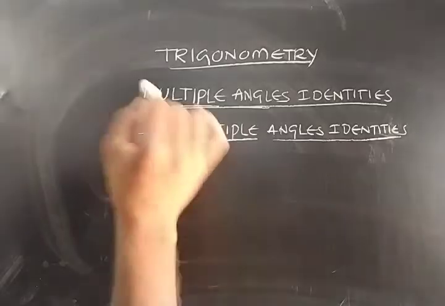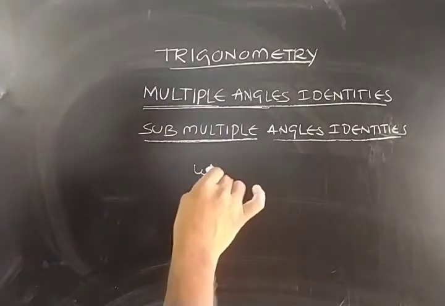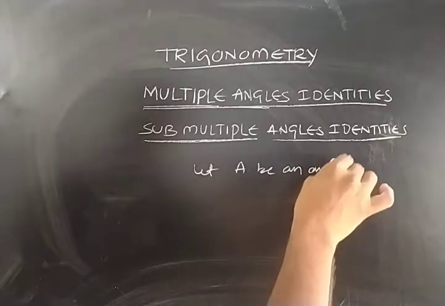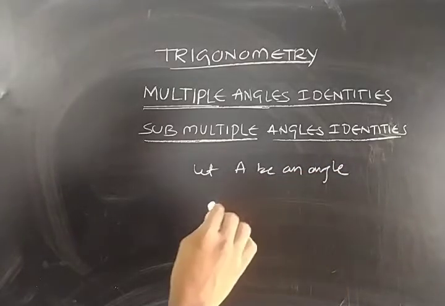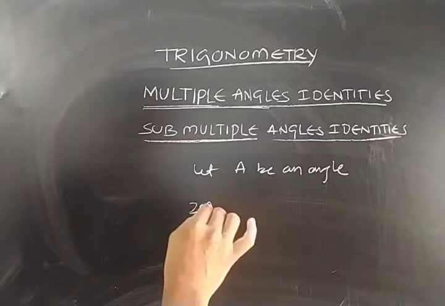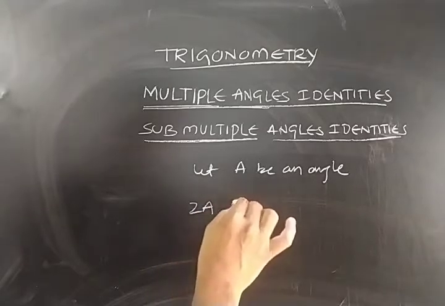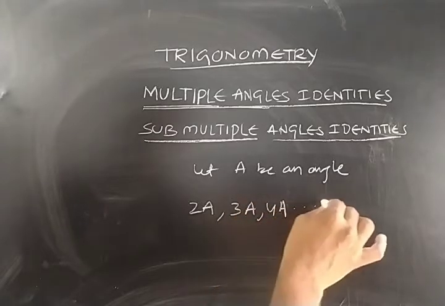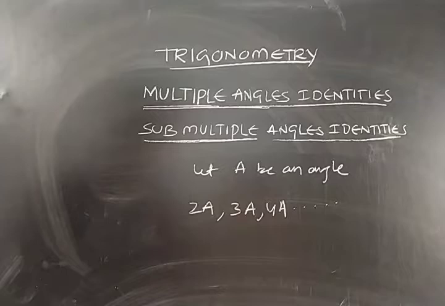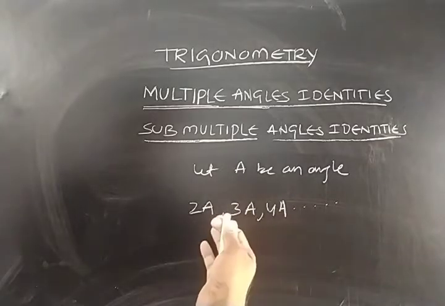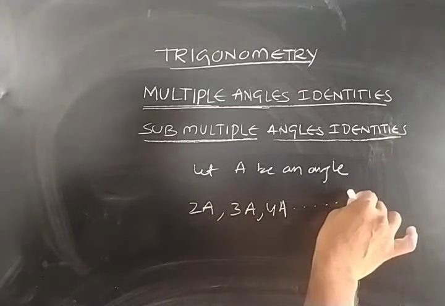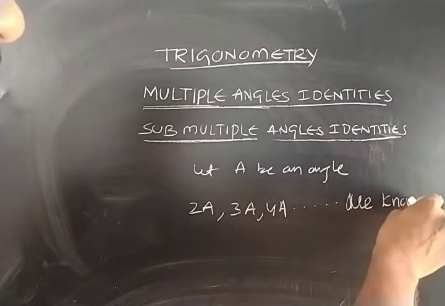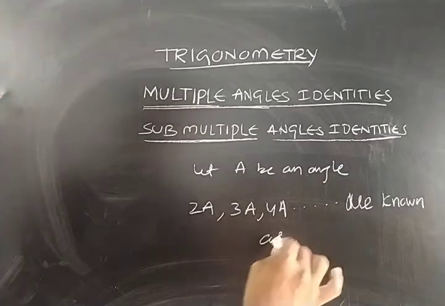Suppose I consider one angle. Let capital A be an angle. If I multiply this angle by a constant, that means 2A. If I multiply by 2, it will be 2A. If I multiply by 3, it will be 3A, 4A, and so on. So many angles we will get. These angles are multiplied by a constant, so these angles are known as multiple angles.